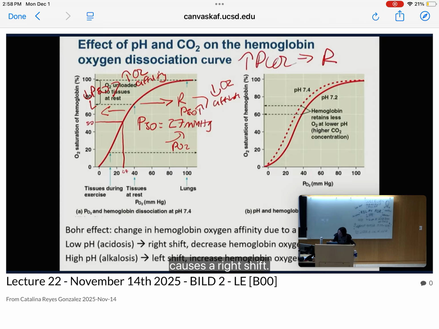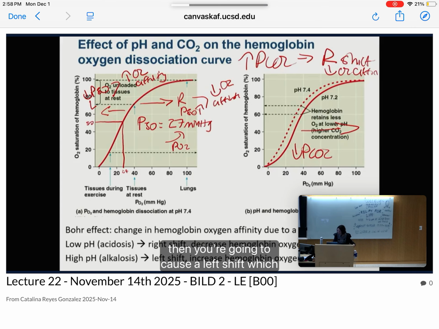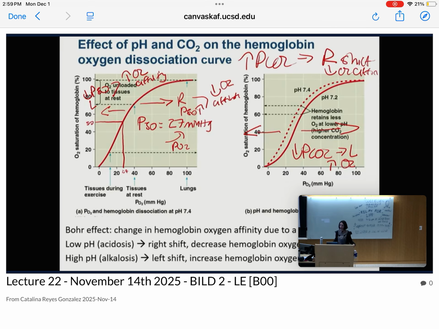Causes a right shift. It's going to move it this way, decreasing the hemoglobin-oxygen affinity. Okay, so that decreases O2 affinity. I'm going to just write it like that. If you have low partial pressure of CO2, then you're going to cause a left shift, which means we increase the oxygen affinity.